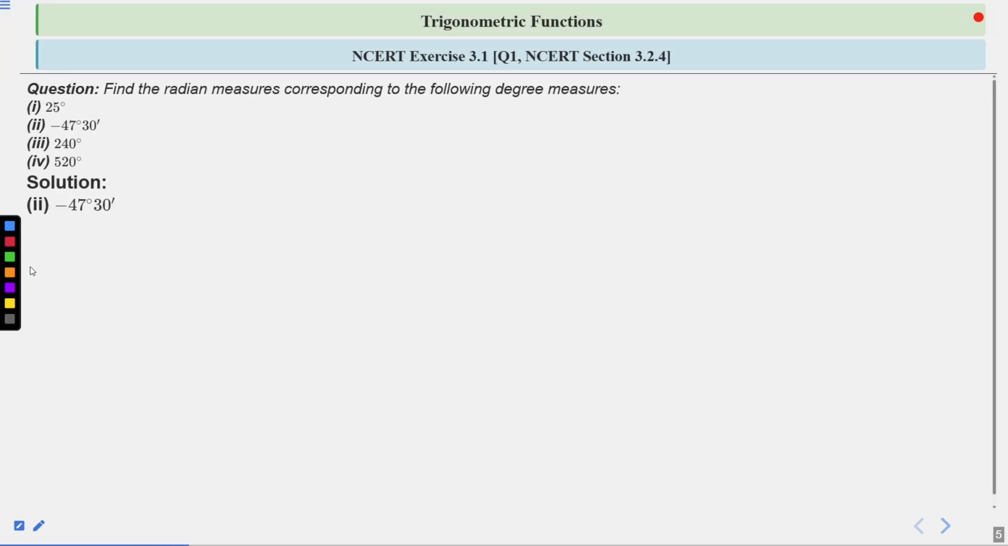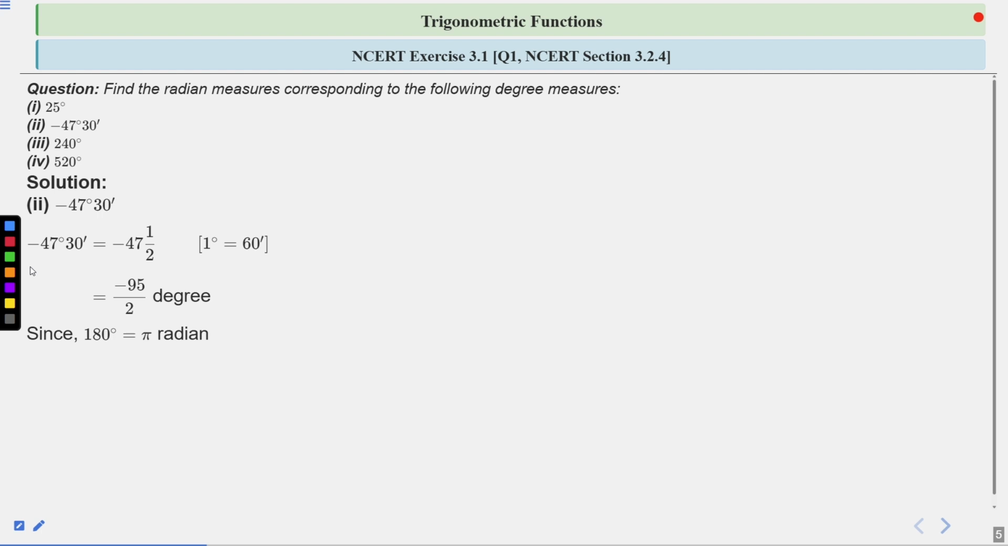Now for part 2, which is minus 47 degree 30 minute. Minus 47 degree 30 minute is basically minus 47 and 1 by 2 degree, since we know that 1 degree is equal to 60 minute. So it is minus 47 and 1 by 2 degree, which is equal to minus 95 upon 2 degree.